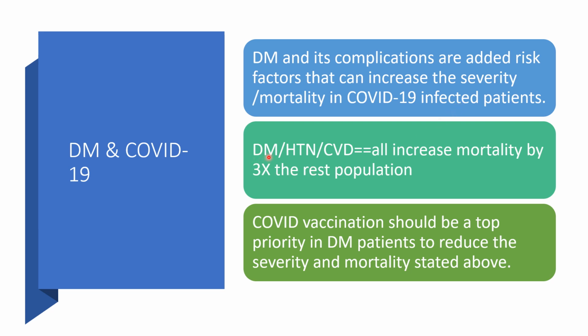Note this. DM, hypertension, and cardiovascular diseases all will increase mortality by almost 3 times the rate in the rest of the population. So when that is known, nobody will hide the COVID-19 vaccine away from you. Please go and get it. COVID vaccination should be a top priority in DM patients. Why? To reduce the severity and mortality already associated with DM and COVID-19 infection combined.